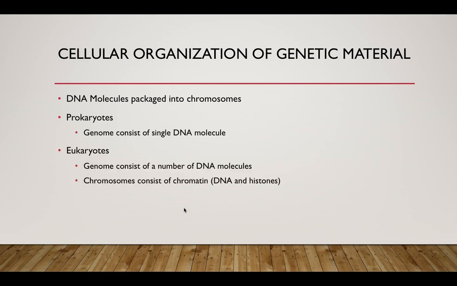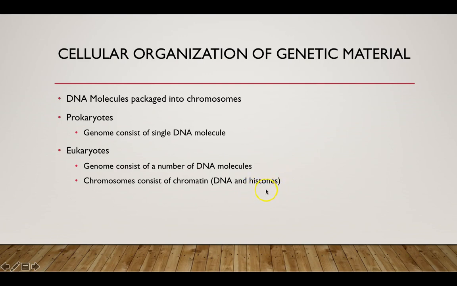Eukaryotes, on the other hand, consist of a number of DNA molecules. For example, the human genome consists of 23 pair of chromosomes. And that 23 pair, we have 46 chromosomes, two for each type. Now, the chromosomes in eukaryotes are not just the DNA like we see in prokaryotes. In eukaryotes, there's DNA and protein, specifically histones.